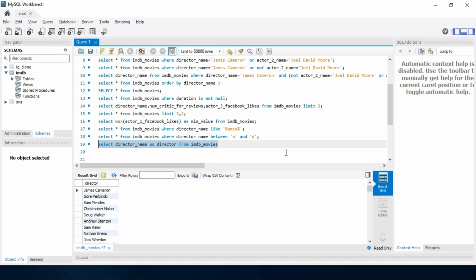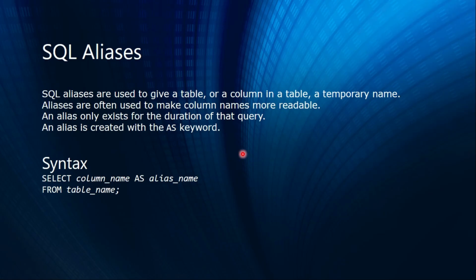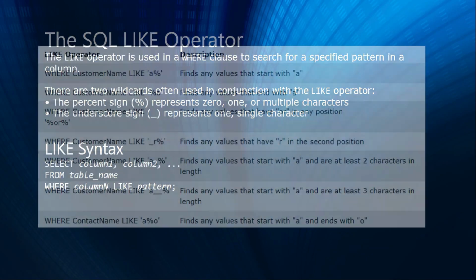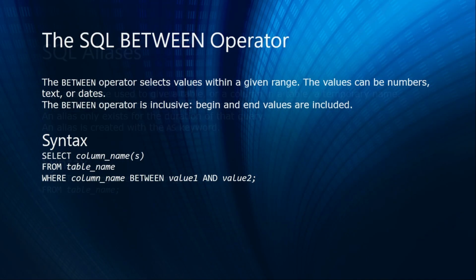Okay, so this was all about today, guys. That is, we learned about the like operator, then the between operator, and the last is alias.